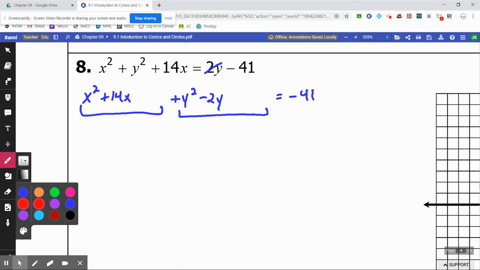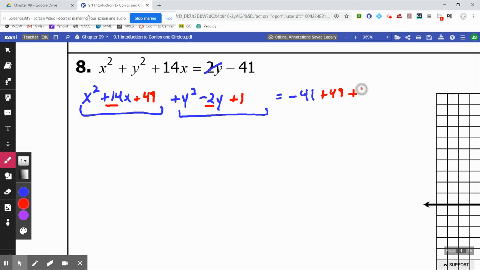Complete each square. Half, multiply times itself gives you 49. Don't forget it on the other side like I usually do. Half, multiply it by itself, gives you a positive 1, add it to both sides. After that, you always will factor next step. X, this will adds, multiplies will be a positive 7 and a positive 7. Next one, y times y gives you the y squared. Adds, multiplies is always going to be half of this, which would be the minus 1. The other side, negative 41 plus 50 is a positive 9.